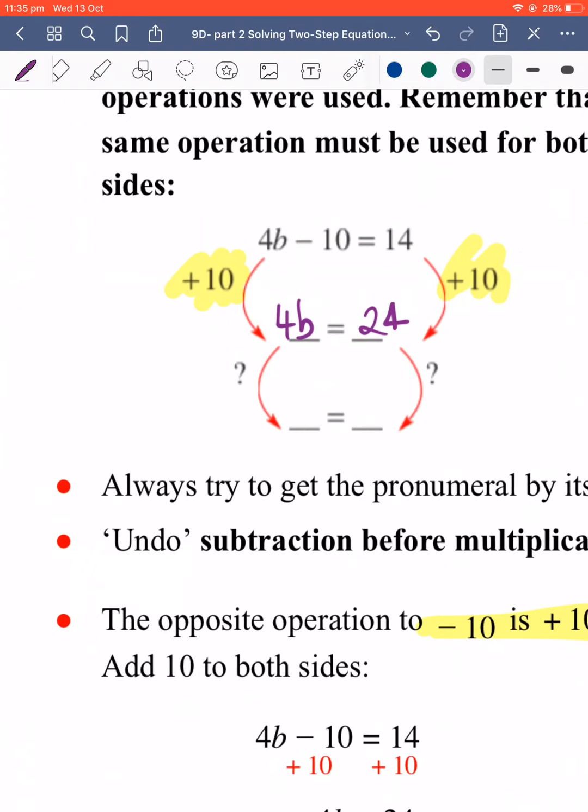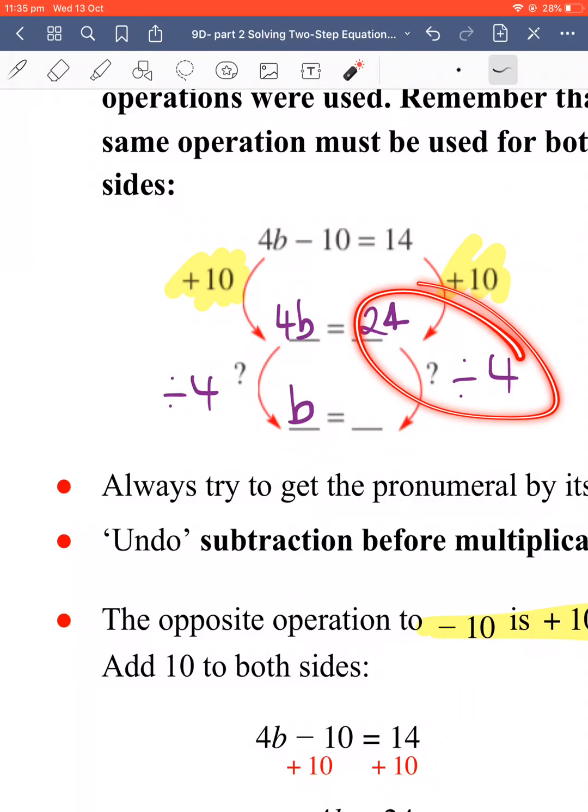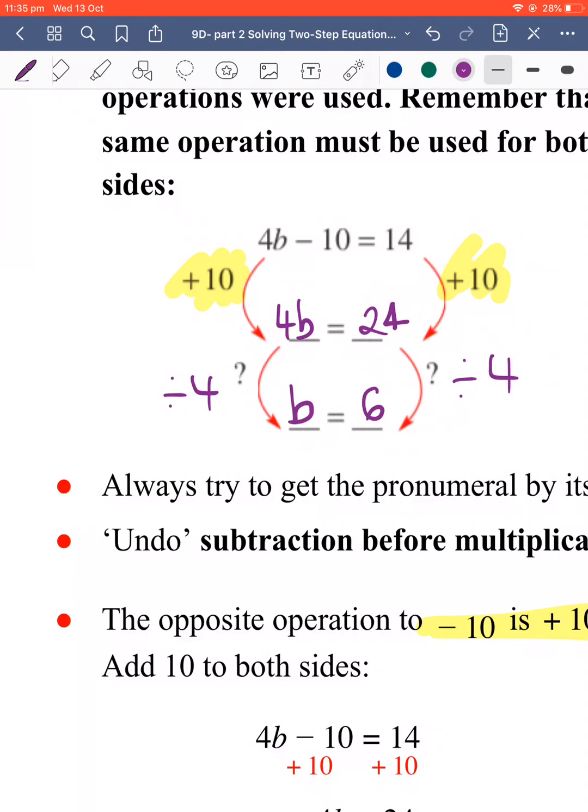So if I'm completing this guy up here, I end up with, because I've divided by 4, and what I do to one side, I do the other, 24 divided by 4, 24 divided by 4 gives me 6.